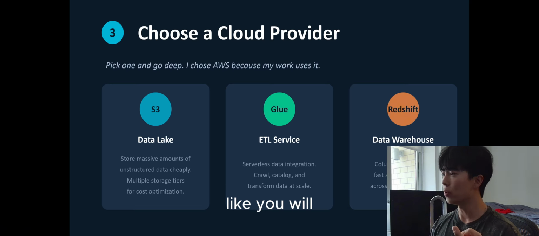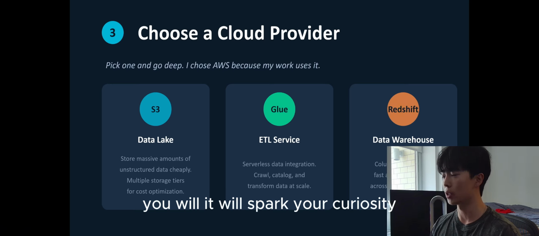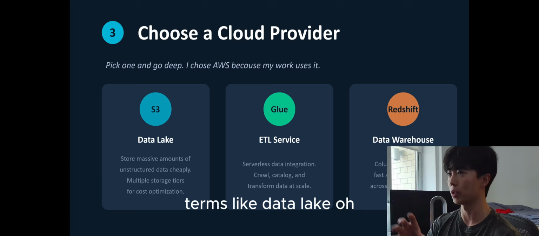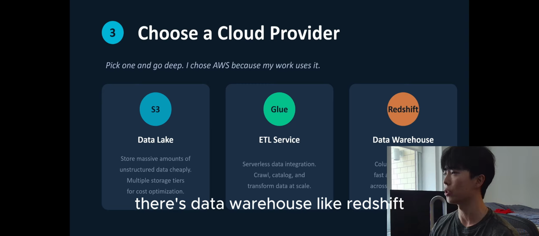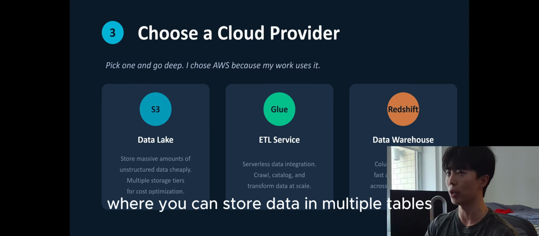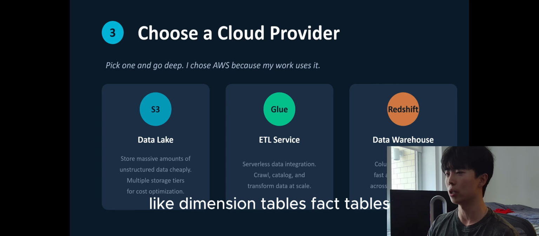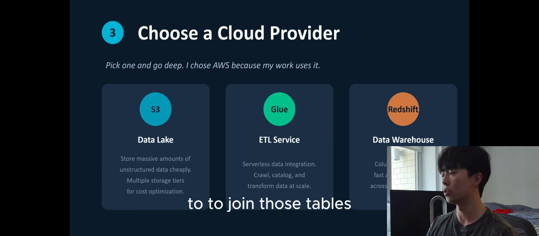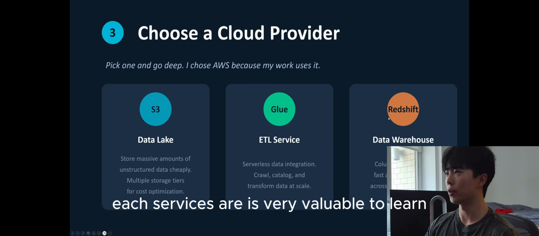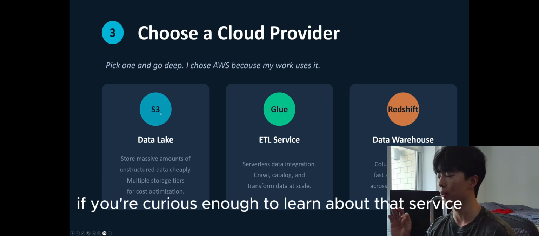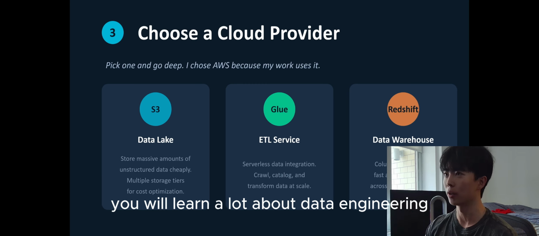It will spark your curiosity once you learn one kind of service, and you will know terms like data lake. Oh, there are data warehouses like Redshift. Okay, so what is Redshift? It's a columnar storage where you can store data in multiple tables like dimension tables and fact tables, and then you can use joins to join those tables. Each service is very valuable to learn, and if you're curious enough to learn about that service, you will learn a lot about data engineering.